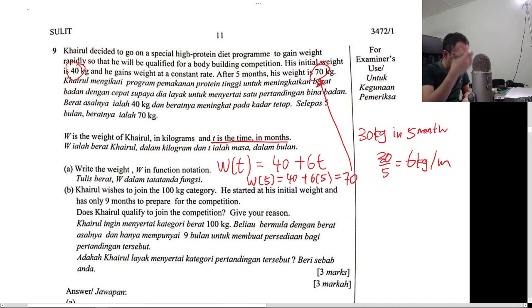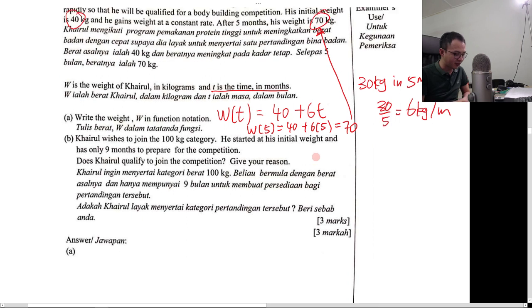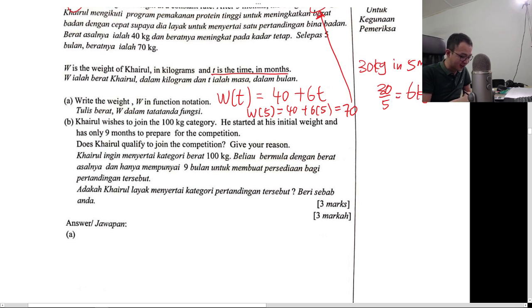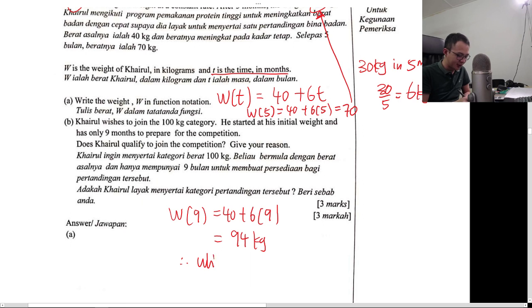Alright, Kairu wished to join the 100 category. He started at his initial weight and only has 9 months to prepare for the competition. Does Kairu qualify to join the competition? Give your reason. So I will just do W(9). So 40 plus 6 times 9, 40 plus 54, I will get 94 kg. Which is not qualified.